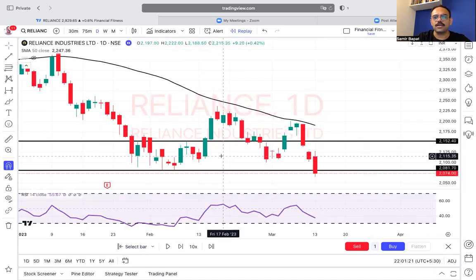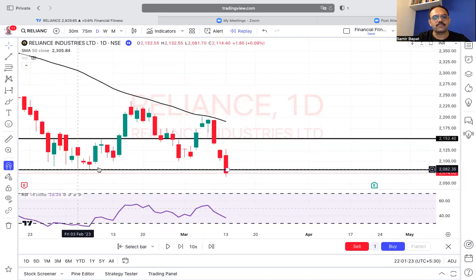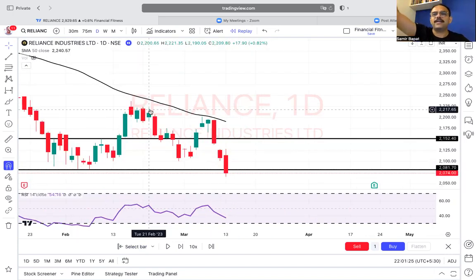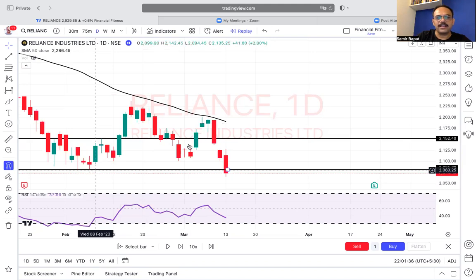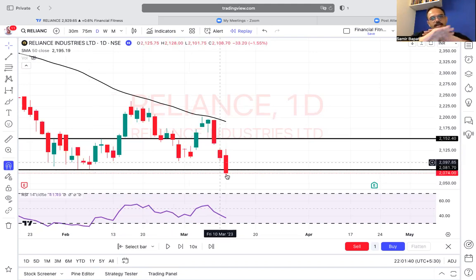It closed below the stop line. So this was our stop line. Neither did it go into the overbought situation, nor did it go above the 50-day moving average. Neither of our exit plans was triggered. Our loss-making exit plan triggered. So this went down, it closed here.